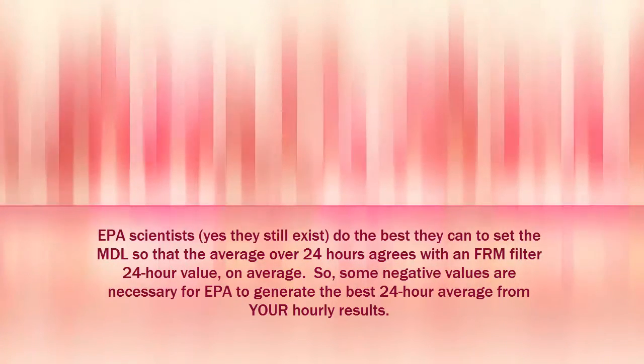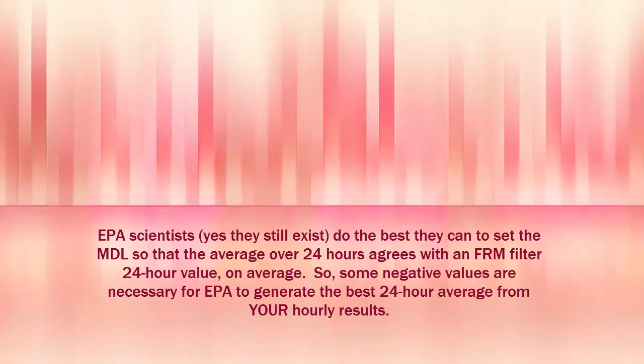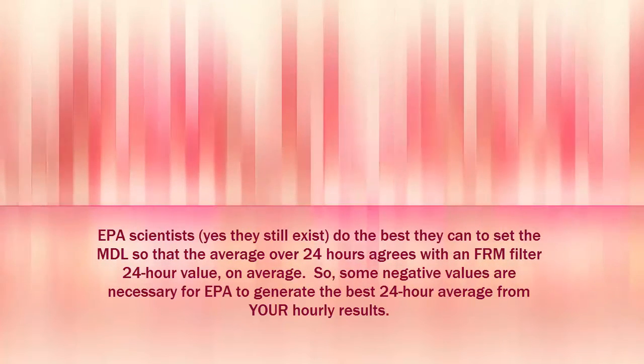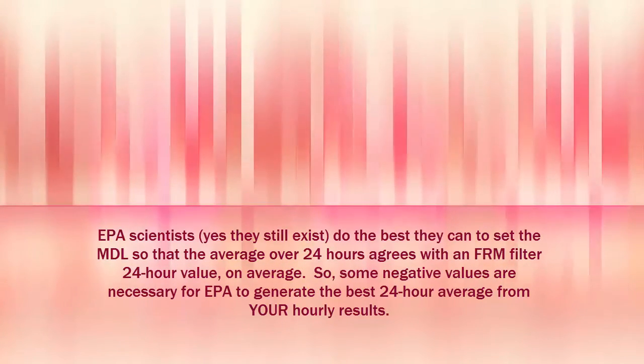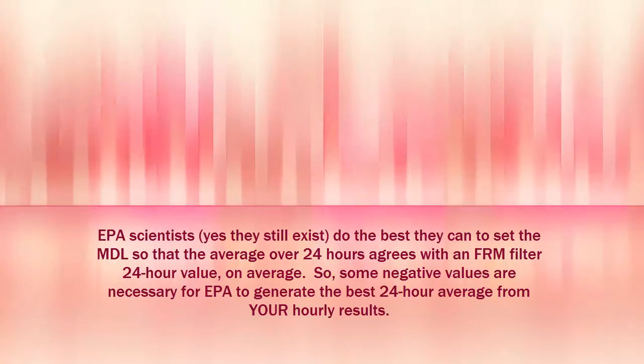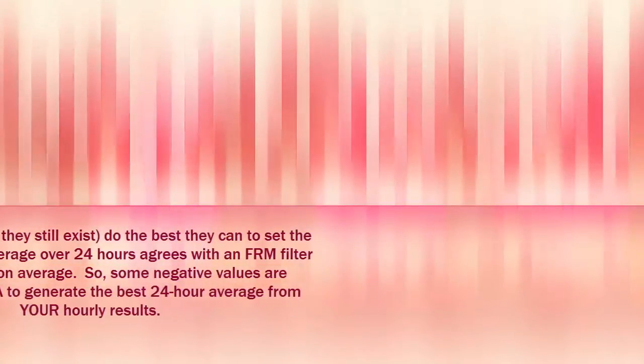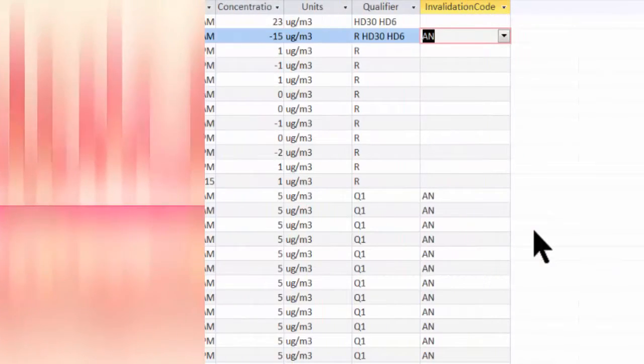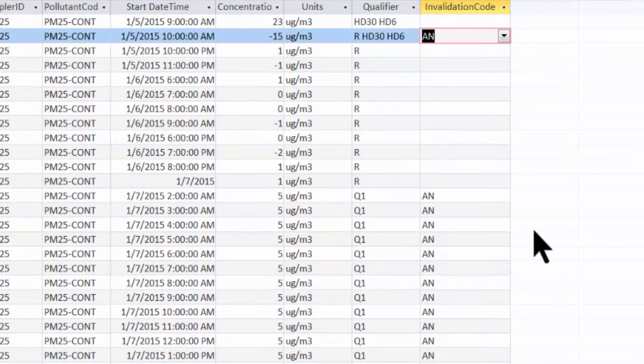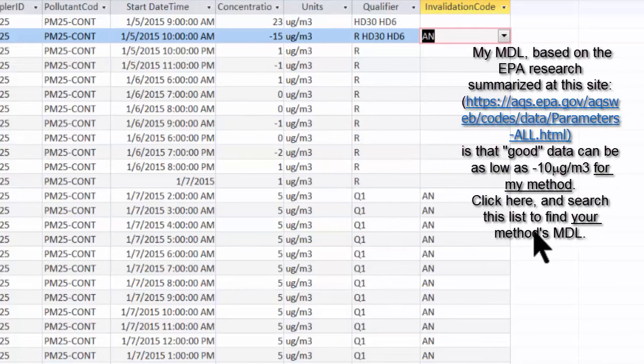Some negative values in a 24-hour period may be necessary to generate a valid daily average, and the manufacturers have conducted side-by-side tests with filter-based FRMs that show even some negative values are necessary to average out to be comparable with the FRM. So AQS accepts values down to the EPA absolute minimum for the sampler, and for my sampler, that's -10 micrograms per meter cubed. And if you need to investigate the absolute minimum value for your sampler, you can click the MDL link on the Toolbox form that lets you assign flags during data import.